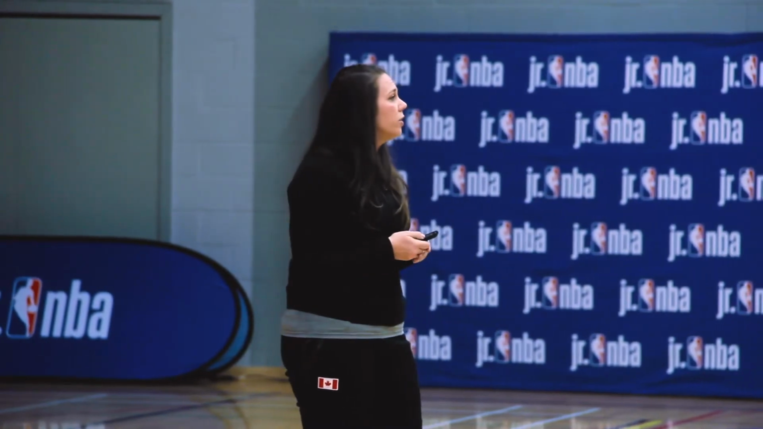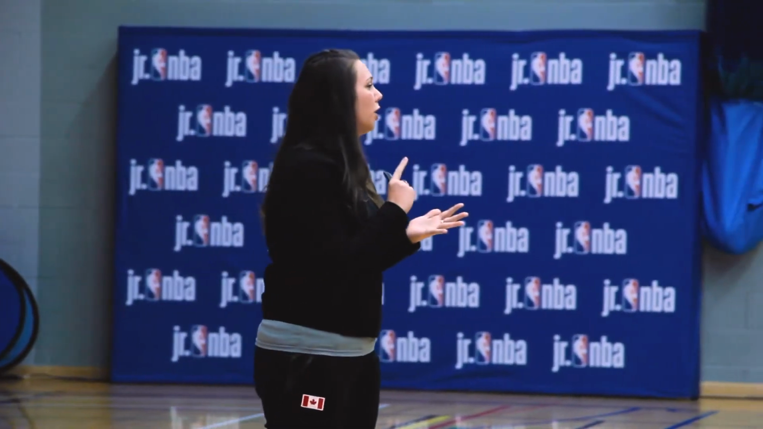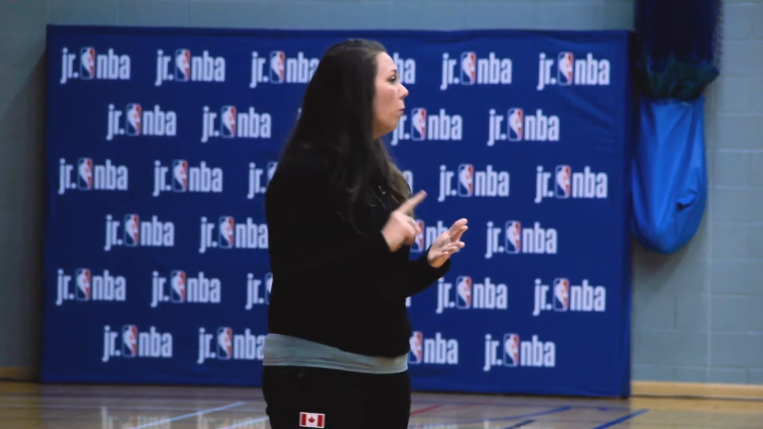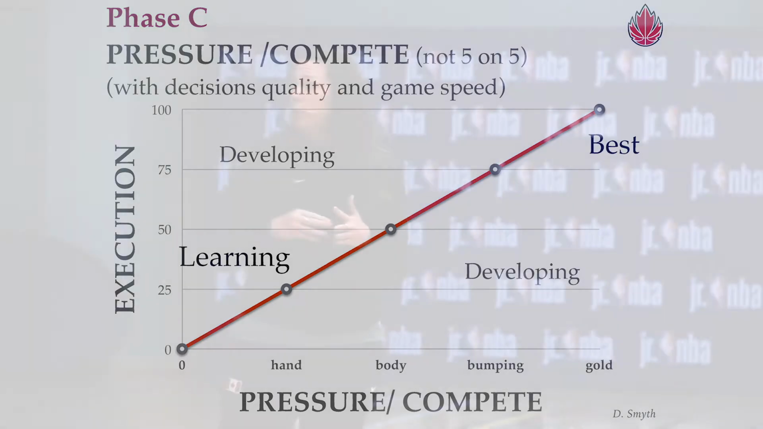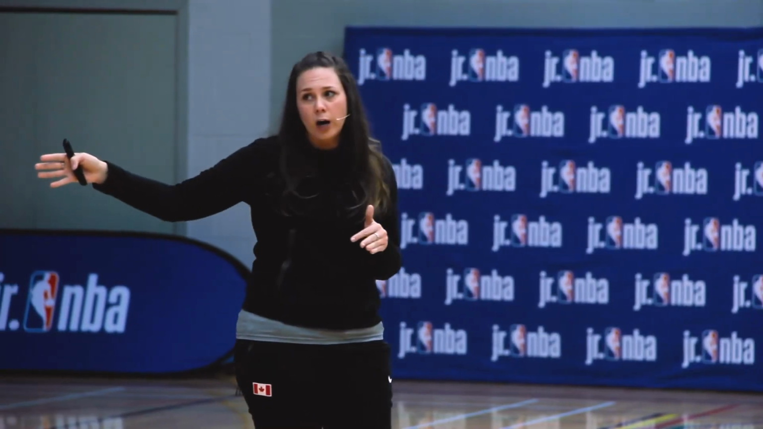Phase C, now we're talking about executing the skill with pressure. So we have still execution, which is now we want the right decision at the right time. We want it with proper form, and we want it at game speed. So all those things are carried through from phase A to phase B, and now we're in phase C. So the execution is the combination of those things. And then we want it under different levels of pressure.